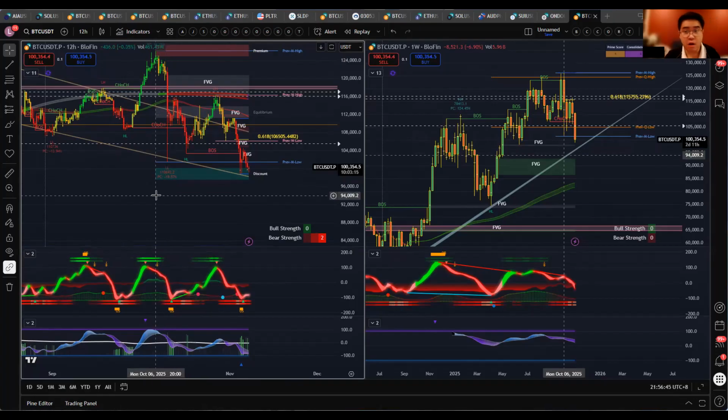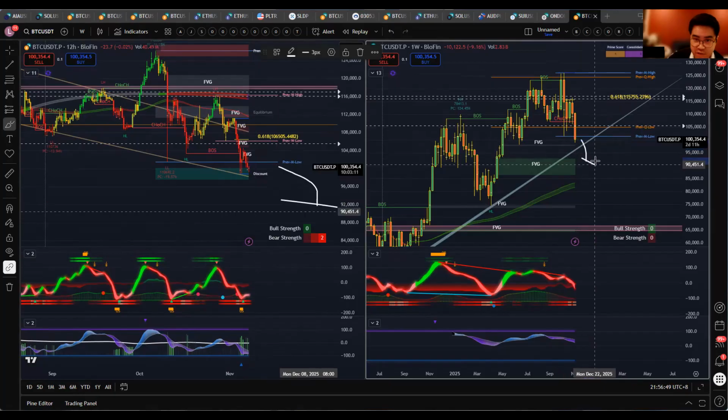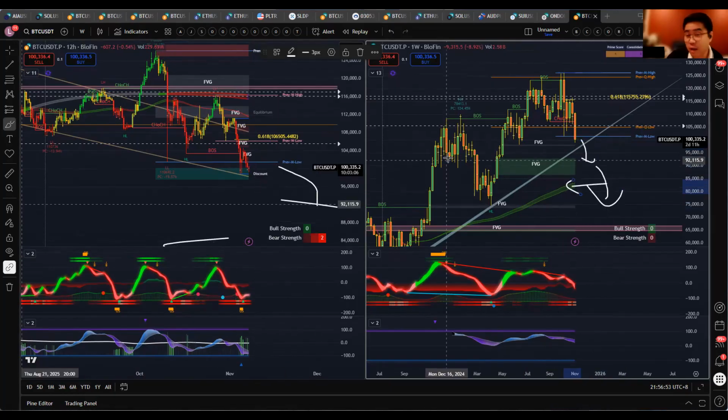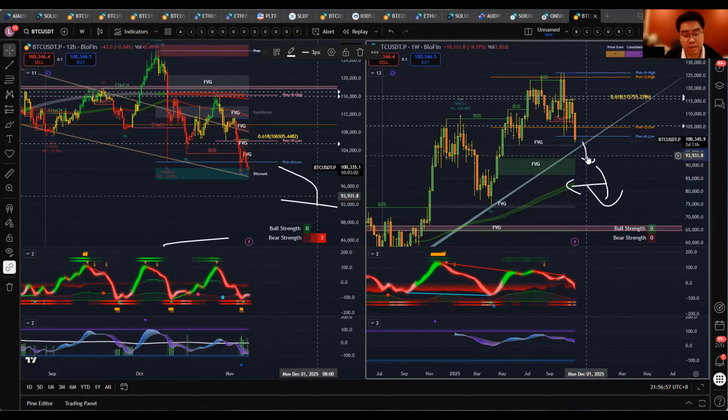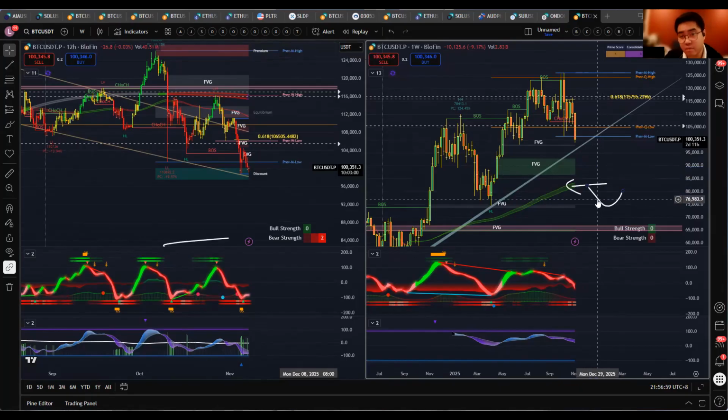Now, can I be wrong? Is it possible that price will just go here to the FVG, and then suddenly violate and we go here to the dynamic reactor? Absolutely, I might be wrong. I'm not hiding the fact that I might be wrong. And even on streams, I tell you I might be wrong.